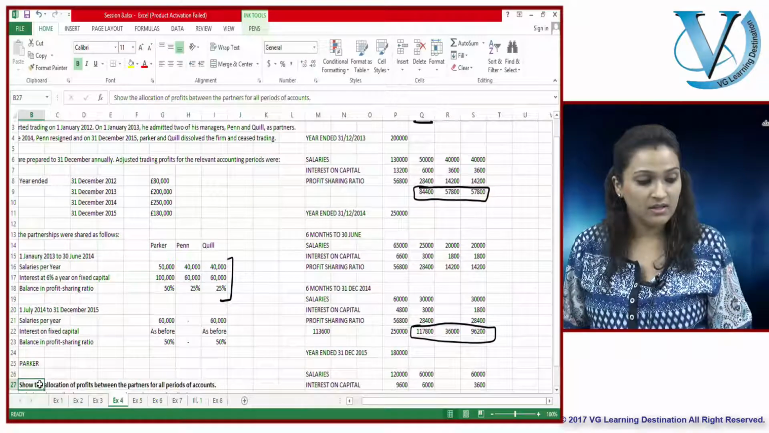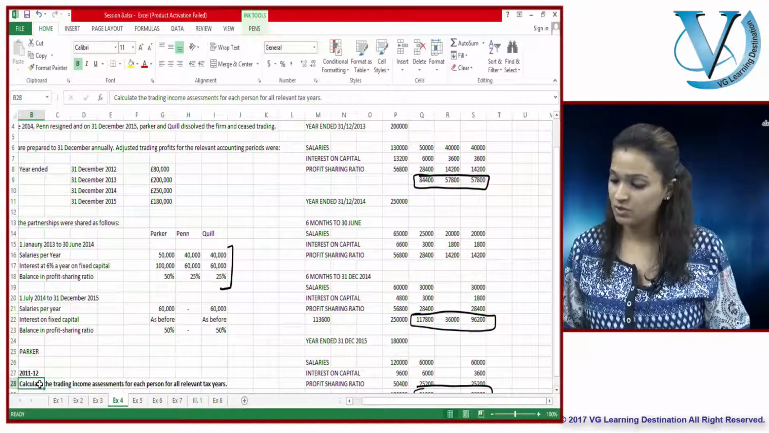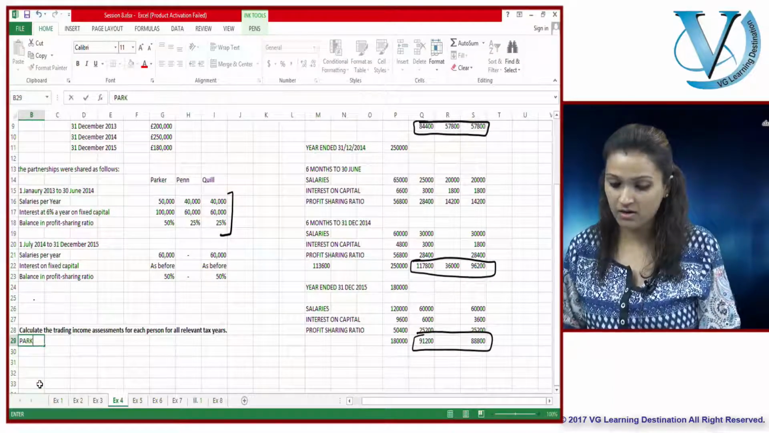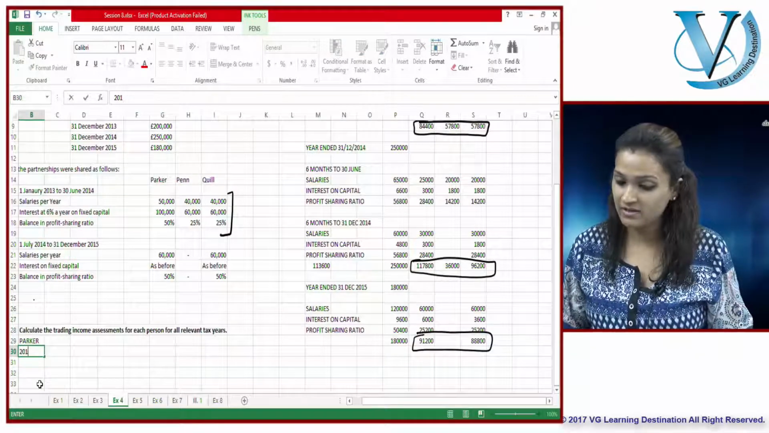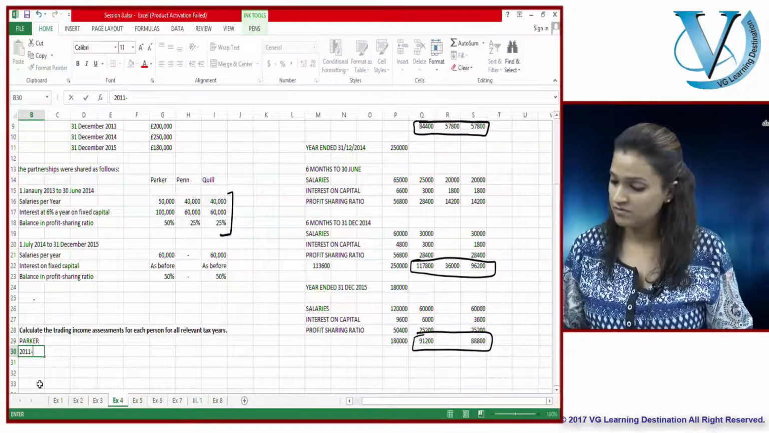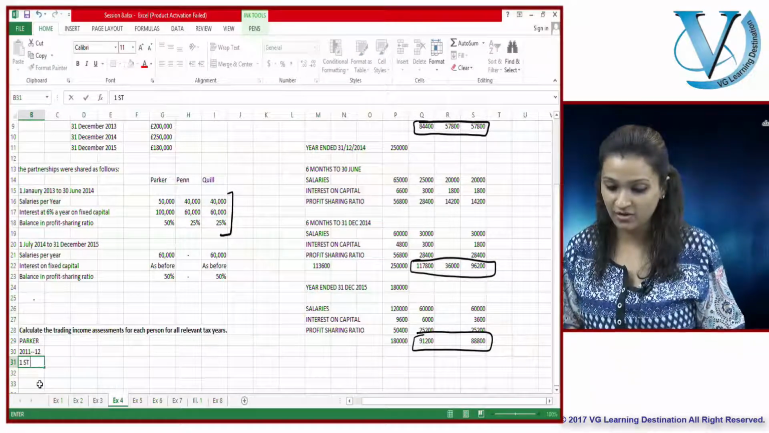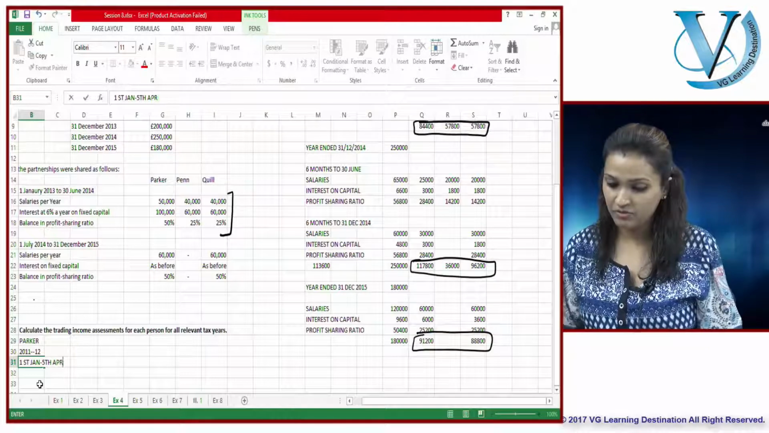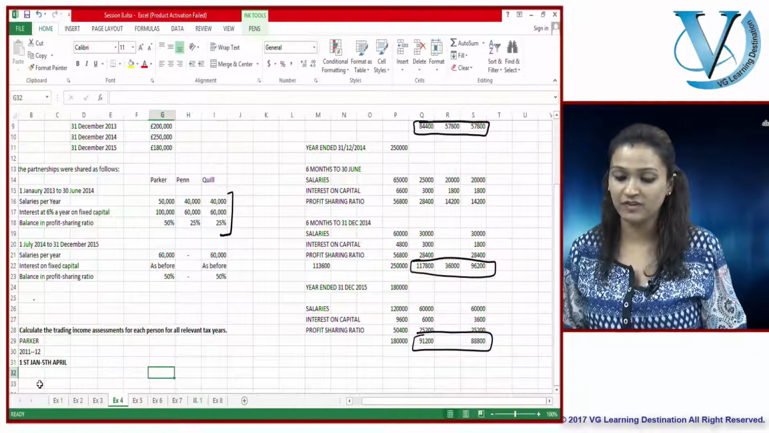For Parker, what is it? The first year is 2011, 12. That is the opening year. It starts from the first date of the business, which is the 1st of January up till the 5th of April. So basically that means how many months? 3 months profits out of the entire 80,000 profits given to us.